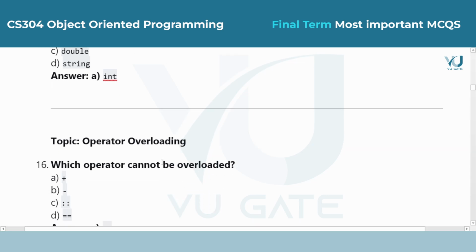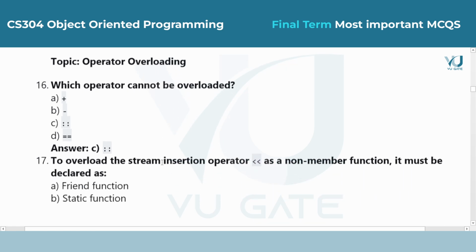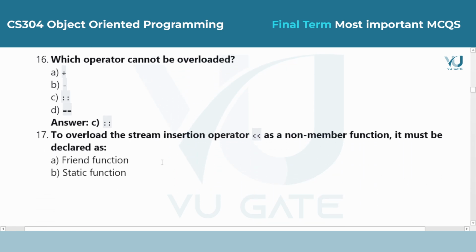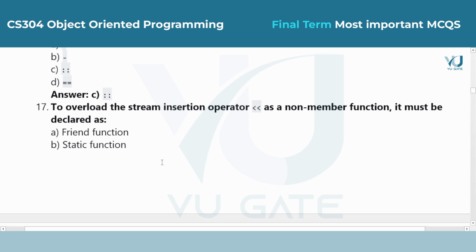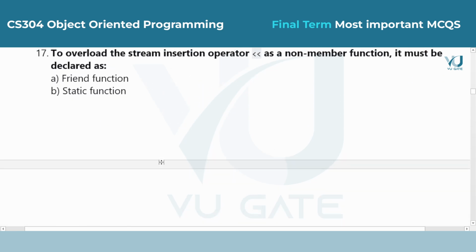Topic 4. Operator overloading. Q16. Which operator cannot be overloaded? Answer. C. Explanation. Certain operators in C++, such as scope resolution, dot, and sizeof, are prohibited from being overloaded. Q17. To overload the stream insertion operator, <<, as a non-member function, it must be declared as. Answer.